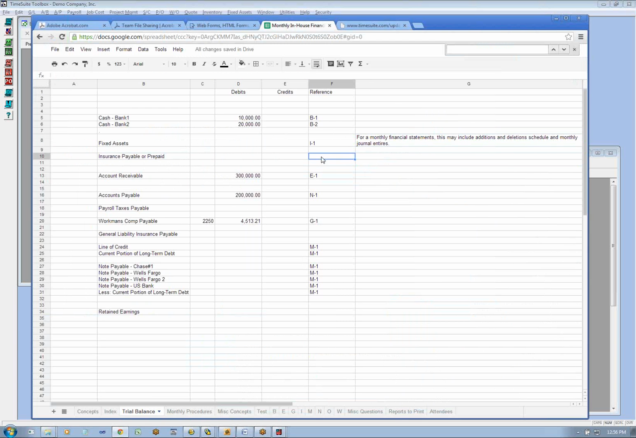So insurance payable versus prepaid, we did that. Those were our G work papers. And then also our G work papers on the workman's comp. So accounts receivable, we talked about that. Payables, we talked about that.